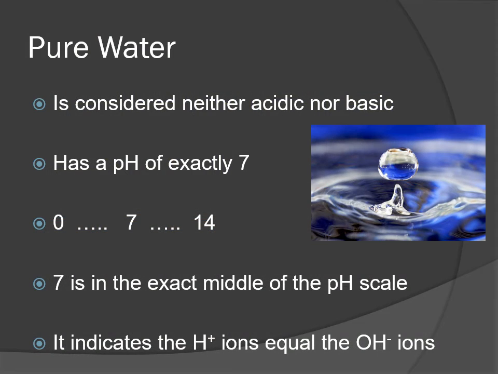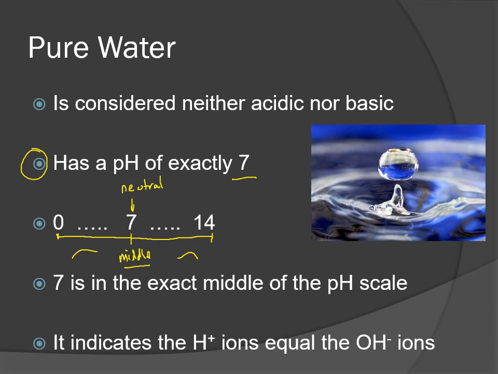Okay, pure water. Pure water is neither acidic nor basic because it has a pH of exactly 7. If you consider a number line that goes from 0 all the way to 14, 7 is literally in the exact middle. It's not closer to the high side, it's not closer to the low side, it is dead on in the middle. And so we say that is neutral. Just as far as pH, pure water is neutral.